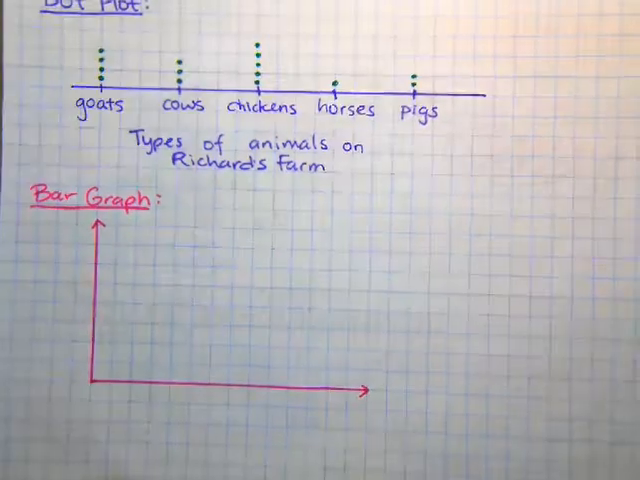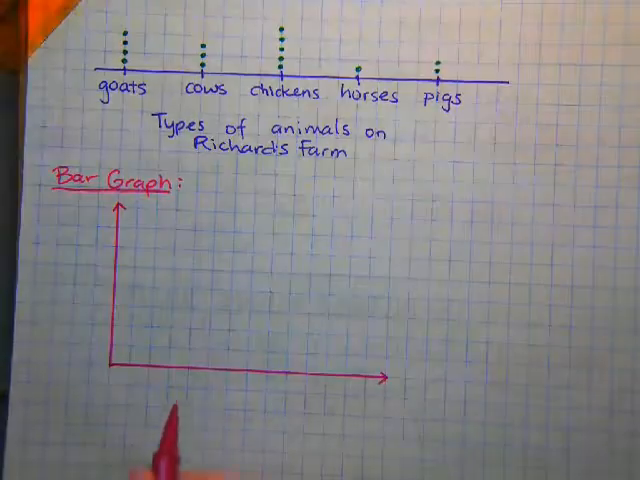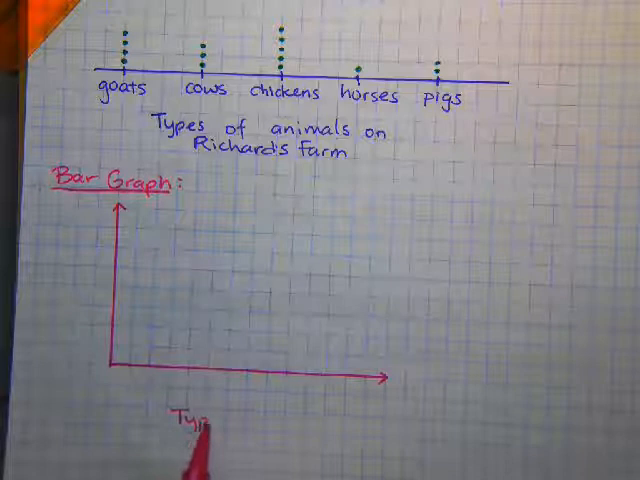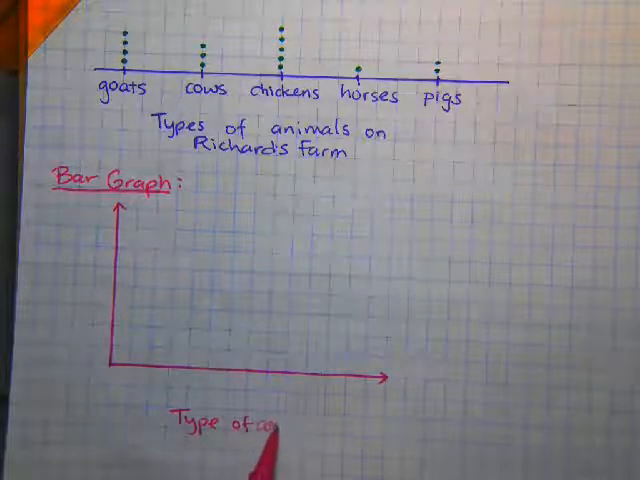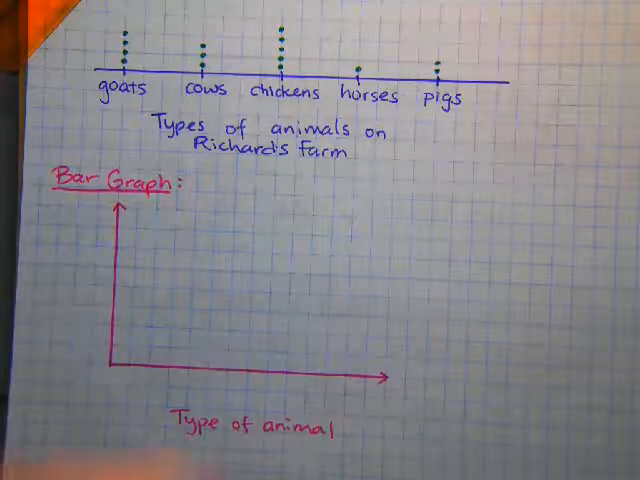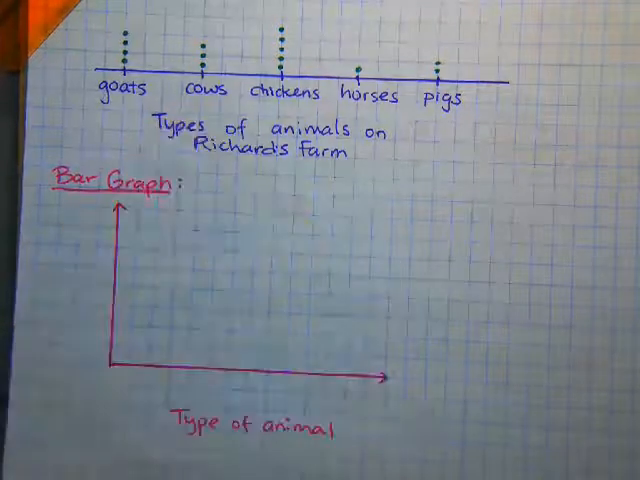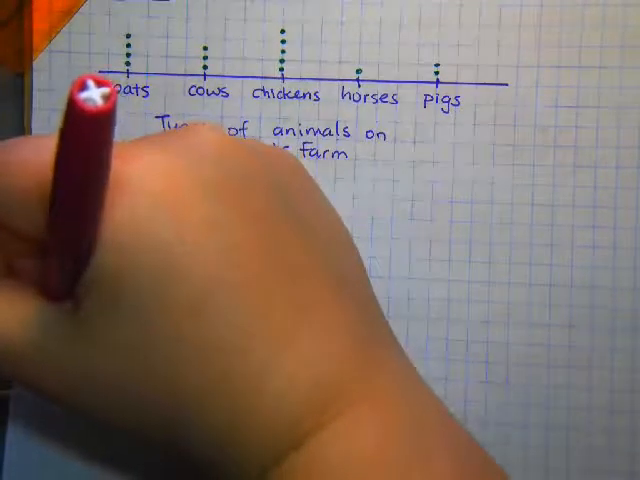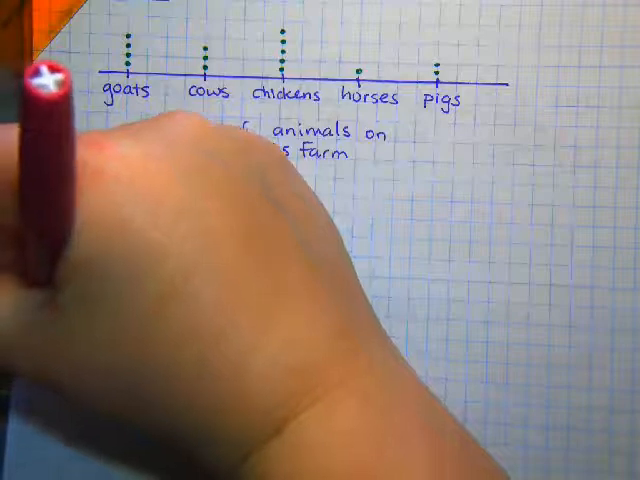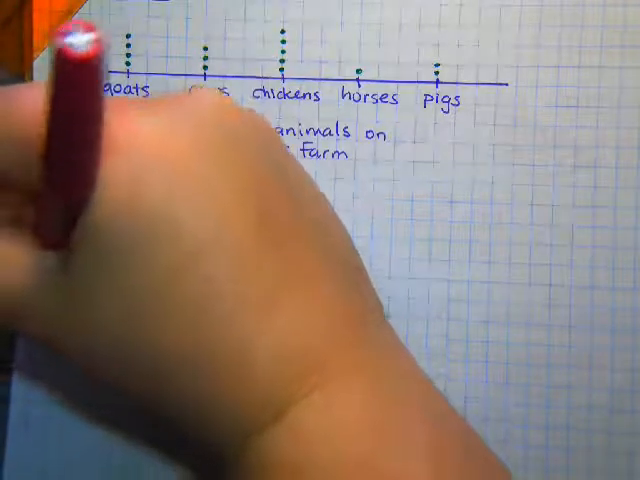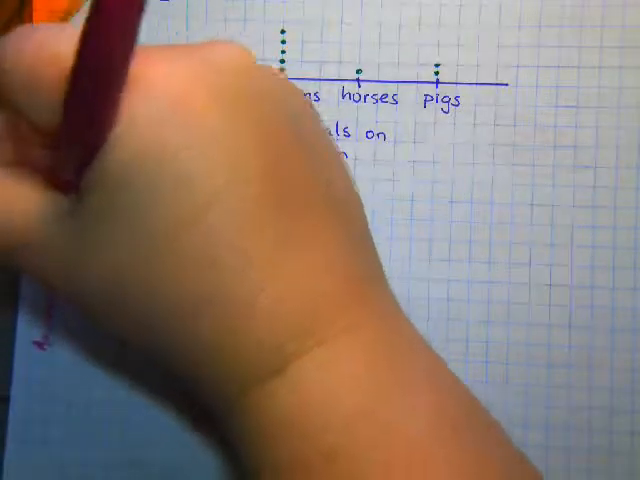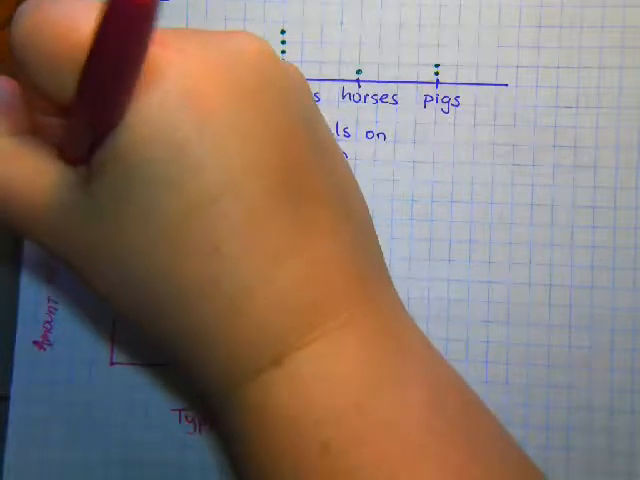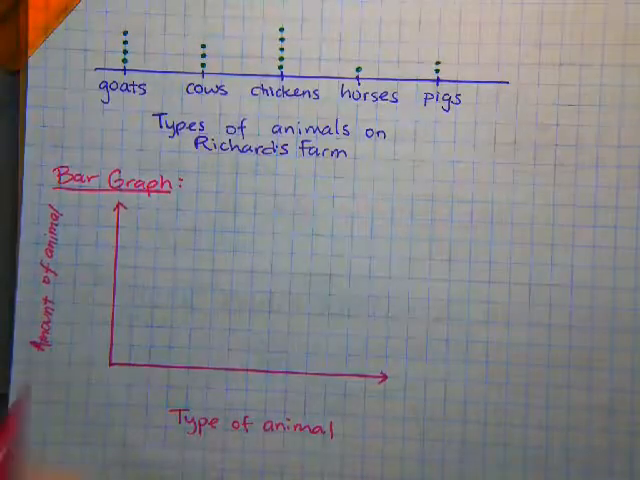Okay. And what we're going to have down here is type of animal. And what we're going to have here along the y-axis is amount or number of animal.